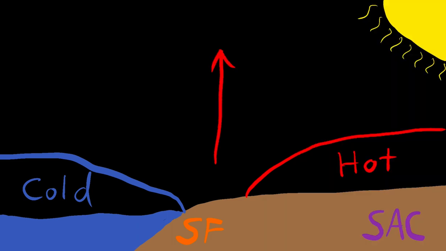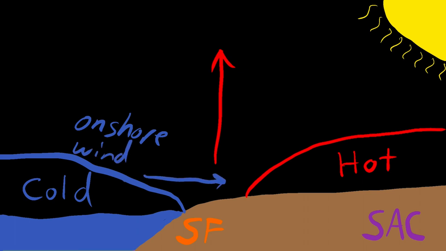And then what's going to happen is that's going to turn into what you'd call an onshore wind. And that's actually going to pull this cold air in over San Francisco. And sometimes it pulls in some fog too. Whereas you get some hot air lifting up over Sacramento, and it's too far away to feel that ocean influence. So it's just going to stay hot. So what I'm trying to say there is the reason Sacramento has a much bigger temperature swing is because it's not moderated by the ocean.